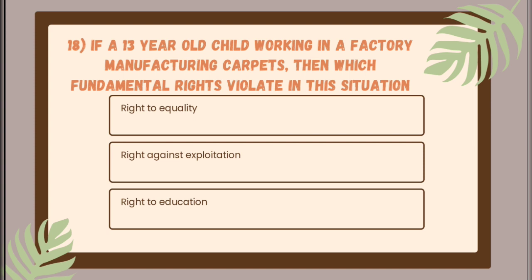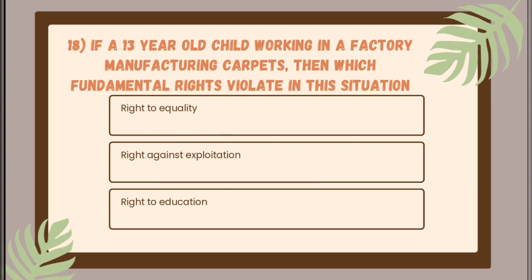And the correct answer for question number 18 is right against exploitation. It is clearly mentioned that the Constitution says that above 14 years of age you can work elsewhere, but under the age of 14 you cannot work in a hazardous condition in a factory or anything else. So the question asks, if a 13-year-old child is working in a factory manufacturing carpets, then the right against exploitation of that child is violated.